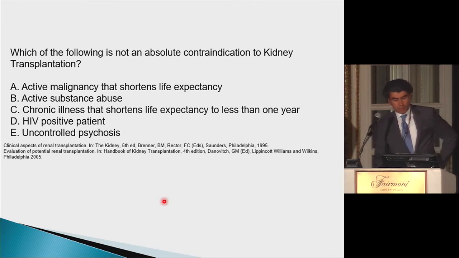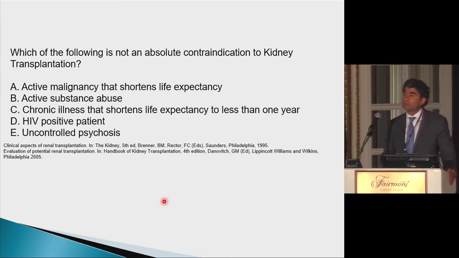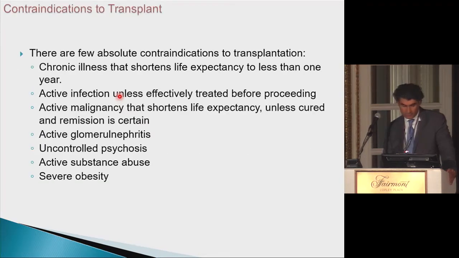Another question: which of the following is not an absolute contraindication to kidney transplantation? Active malignancy that shortens life expectancy, active substance abuse, chronic illness that shortens life expectancy to less than 1 year, HIV positive patient, and controlled psychosis. Obviously, we talked about this already. HIV patients, this is no more a contraindication for transplant. All the others are still contraindications for transplantation.